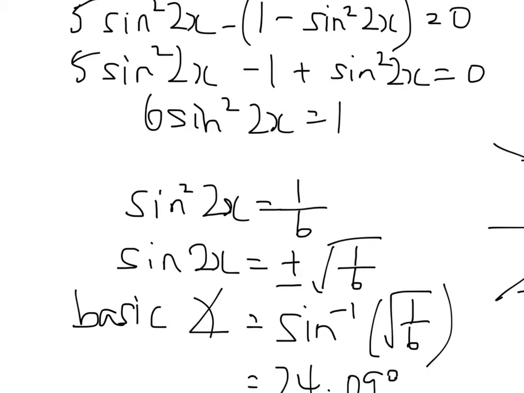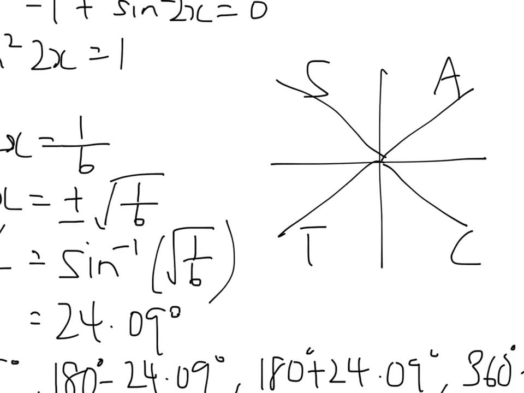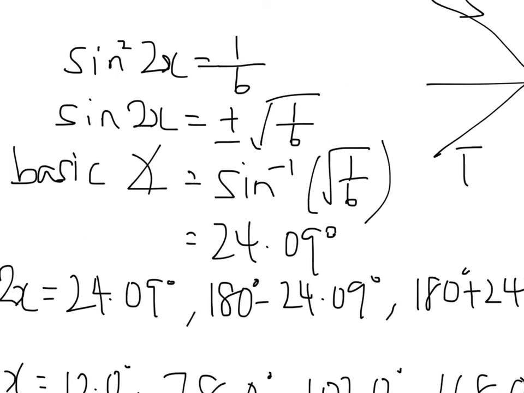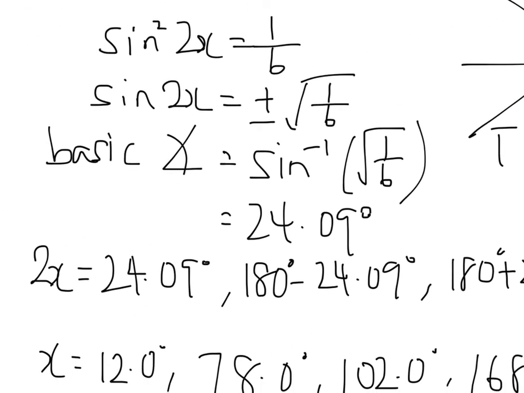Then I square root both sides. Be careful of your plus minus sign. I have plus minus square root 1 over 6 equals sine 2x. Because I have plus minus, when I solve this, I have to do the ASTC, and I have to take both the positive and negative into consideration. So my basic angle will be arc sine square root 1 over 6. Use your calculator, you get 24.09 degrees, and we use 2 decimal places because the final answer has to be 1 decimal place.